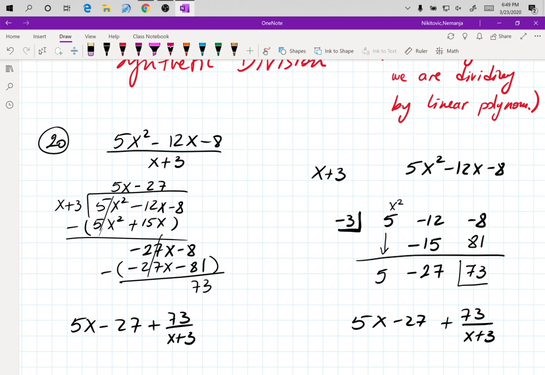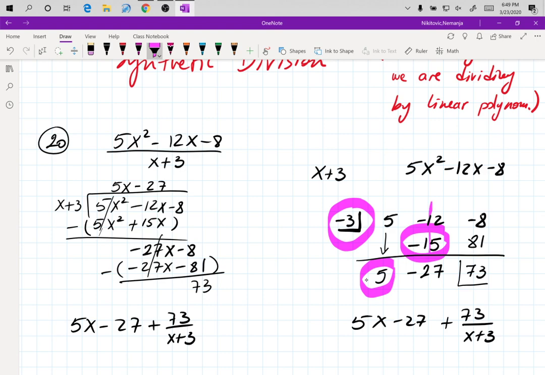It's very fast, very convenient, it goes really quickly, but you need to know the pattern. So please observe the pattern one more time. You drop the 5, whatever number is here, you just drop it as is on the bottom. Once you have that number there, you multiply and you write that entry there. Then you add, we got negative 27, so negative 12 plus negative 15 is negative 27.